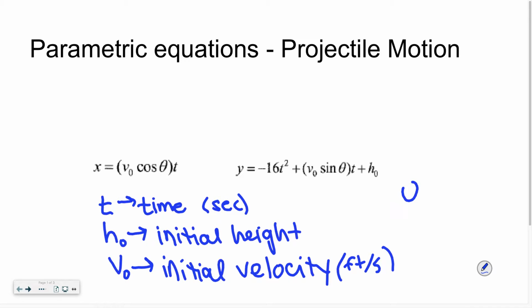Theta. What do you think theta is? The angle at which it was thrown. Okay. The angle from the horizontal. Okay.